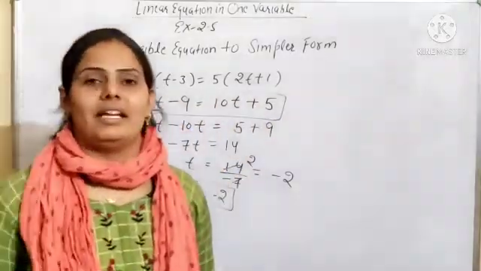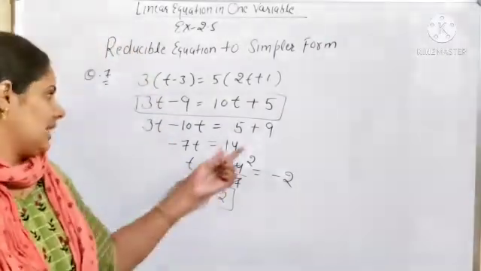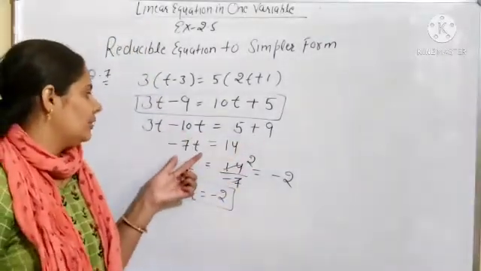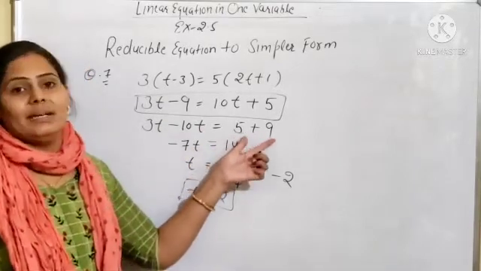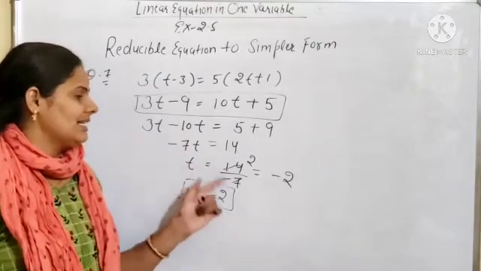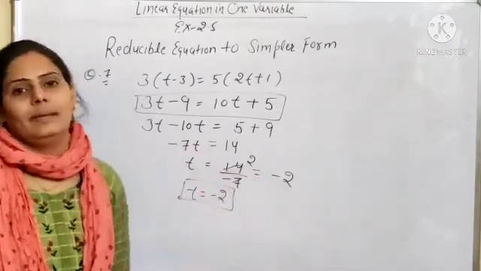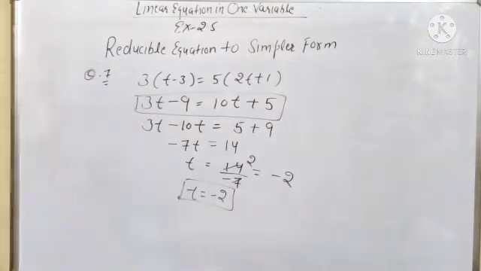So simply equate the variables, you will take all the variables one side and all the constant values another side. So 3t minus 10t you will get minus 7t is equal to 9 plus 5 you will get 14. Now t will be equal to 14 divided by minus 7, so you will cancel out and it will be minus 2. So t will be equal to minus 2. Is it clear? Simple question.